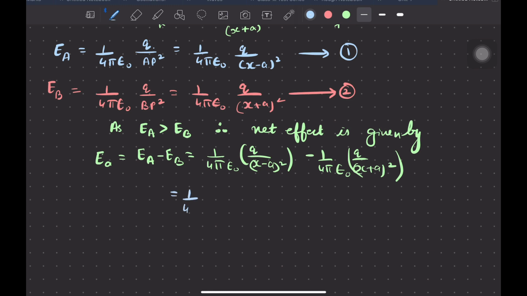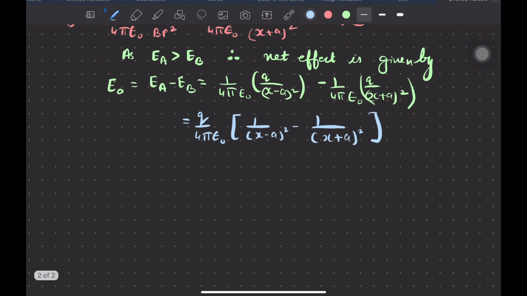So taking 1 upon 4 pi epsilon naught common, and you can also take q common, we will be left with 1 upon (x minus a) whole square minus 1 upon (x plus a) whole square, and closing the brackets. Please take care of the brackets while solving the equation. It is very important to take care of your handwriting as well, because otherwise it will cause a problem for you and you will get confused.